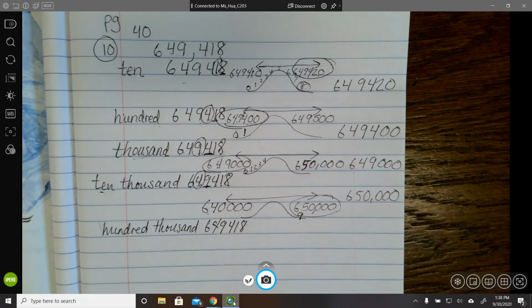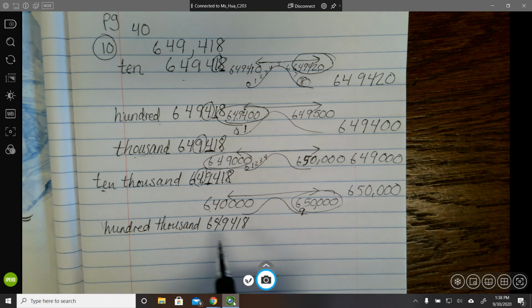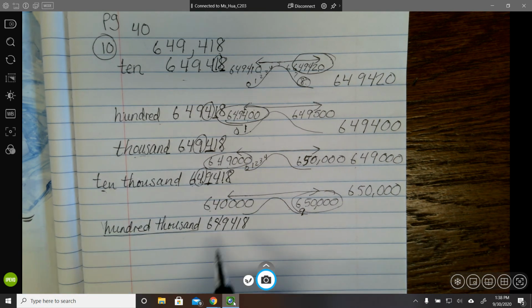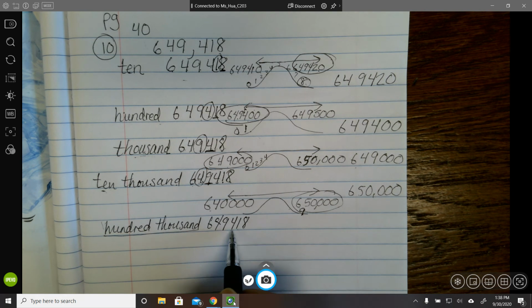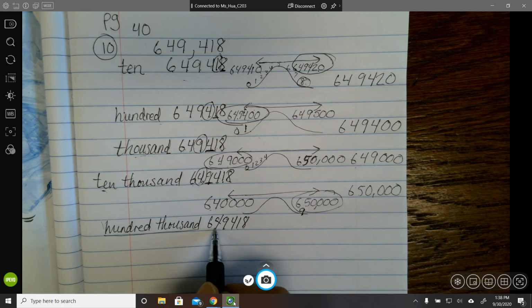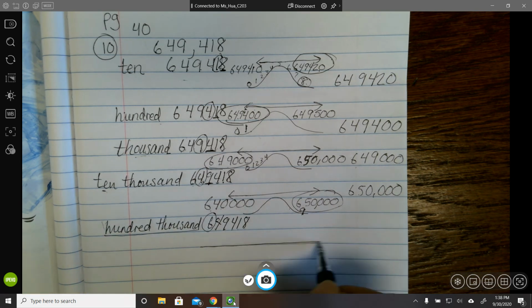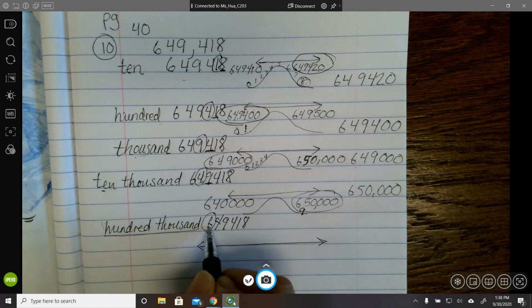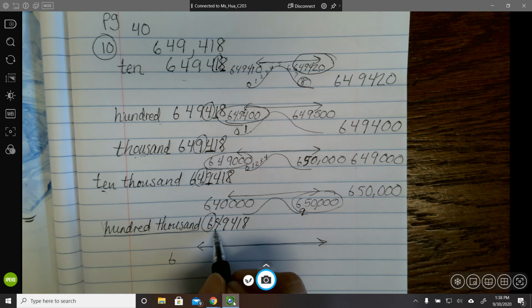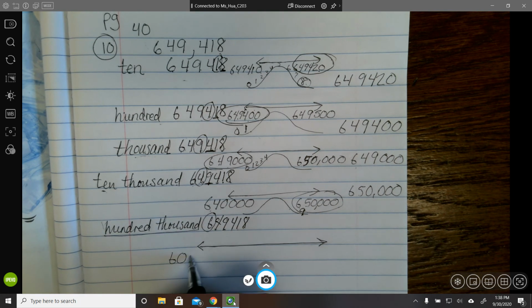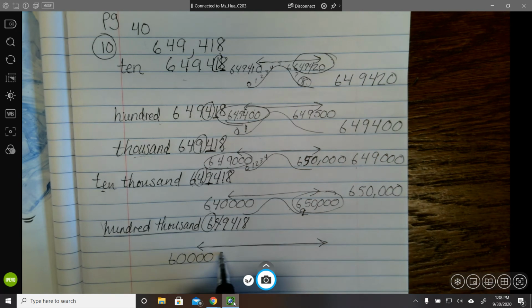Here comes the last problem on this list. This one, I'm focusing on 100,000. All right, ones, tens, hundreds, thousand, 10,000, 100,000. So I'm going to circle my 100,000. I'm going to draw my line again. I'm going to write down the 6. How many spacers am I going to put down? 1, 2, 3, 4, 5.